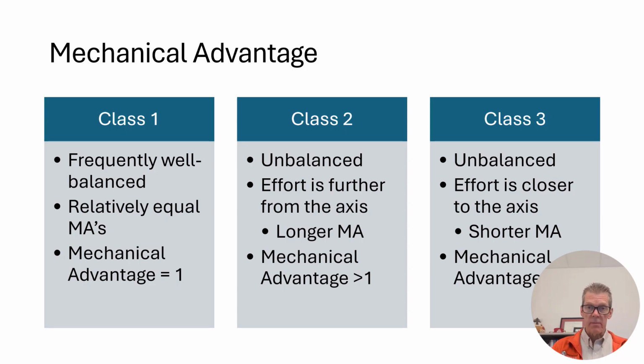Class 3 is also unbalanced. In this case, the effort is closer to the axis, so we have a shorter moment arm, and that's inefficient. So our mechanical advantage is less than 1 in this case. Unfortunately, the body is mostly class 3 levers, so it's not very effective in producing huge amounts of torque. It's more effective at creating joint excursion. So we get a lot of range of motion at the expense of generating a lot of torque.